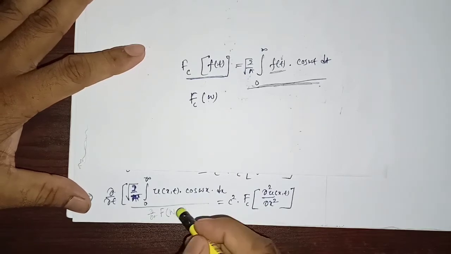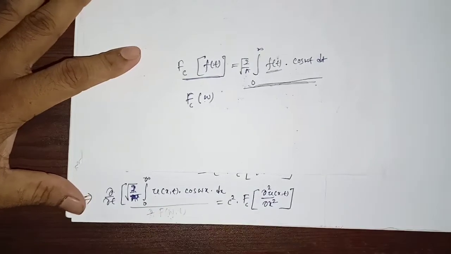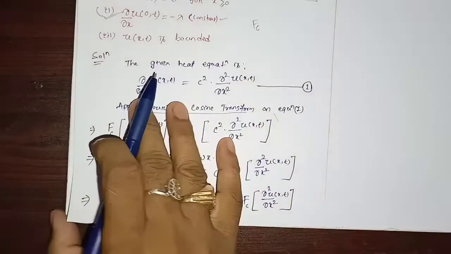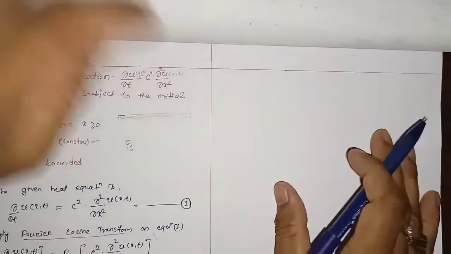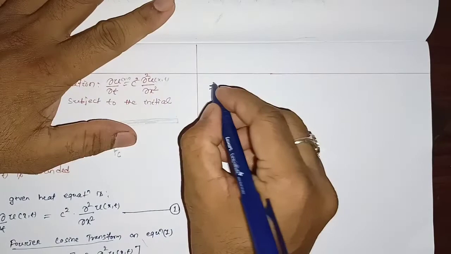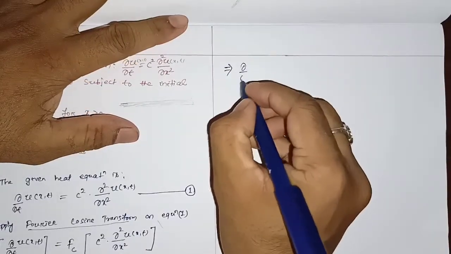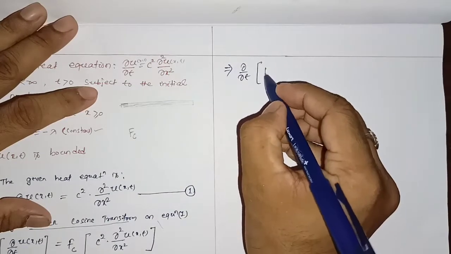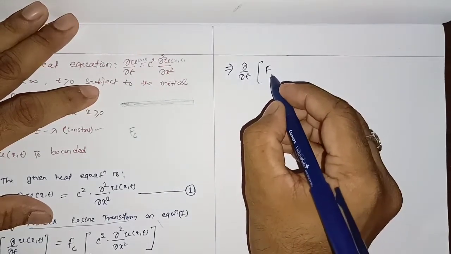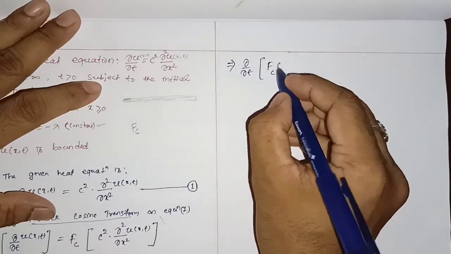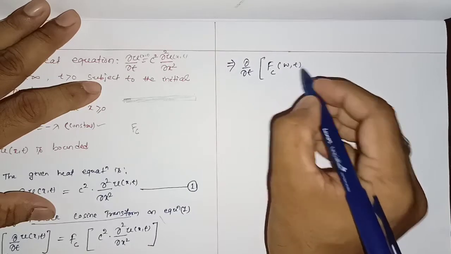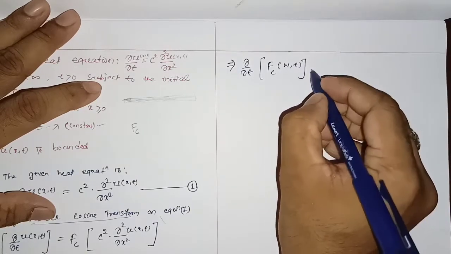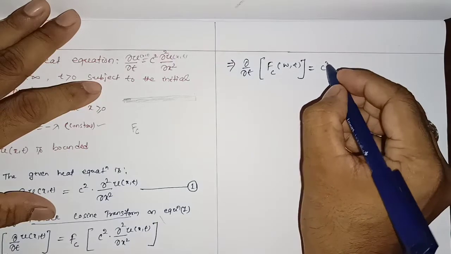That implies ∂/∂t of capital F cosine transform of (ω, t) is equal to c² is there.